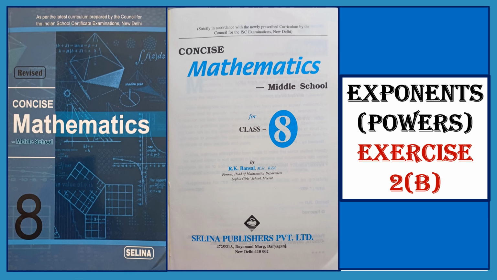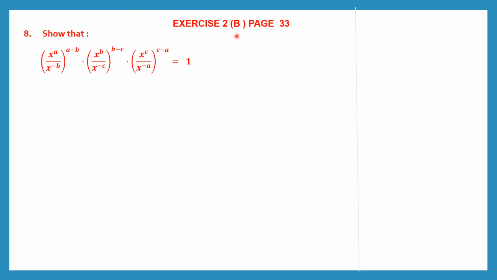Exercise 2b is on page number 33. Question 8. Show that... Now we have to show that this is equal to this. That means this is the left hand side and 1 is on the right hand side. We have to prove that the left hand side is equal to the right hand side. That means we have to work out all this here and our answer should be equal to 1.